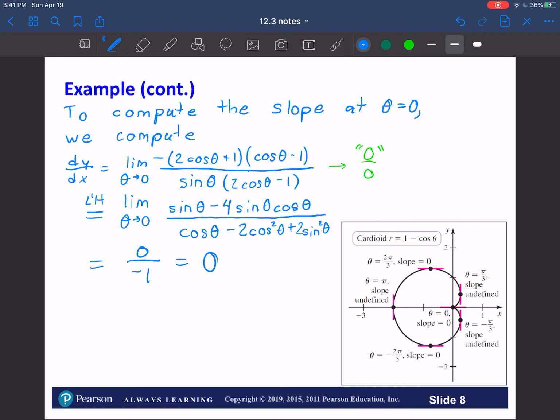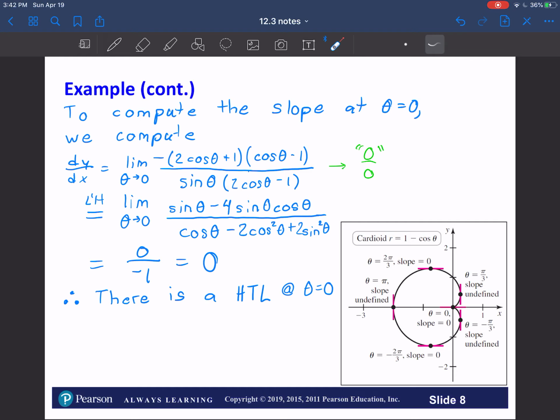And so this suggests, since we got 0 as an answer, there is a horizontal tangent line at theta equals 0, because the slope was 0, right? We computed that dy by dx is equal to 0, so that means that it is a horizontal tangent line at that point. And if we look over here at the right at our graphic, we will see a picture that confirms our findings.